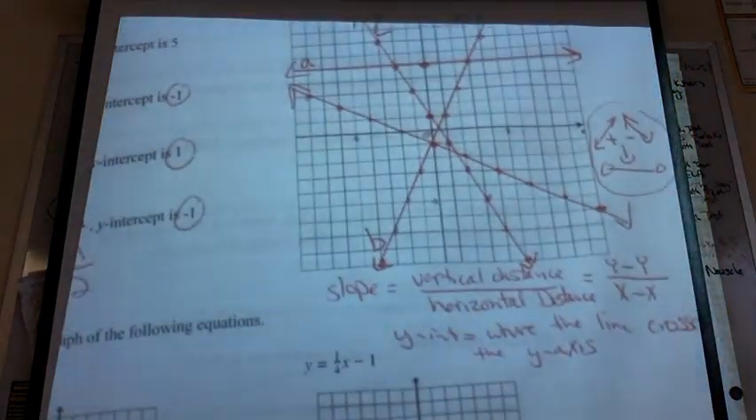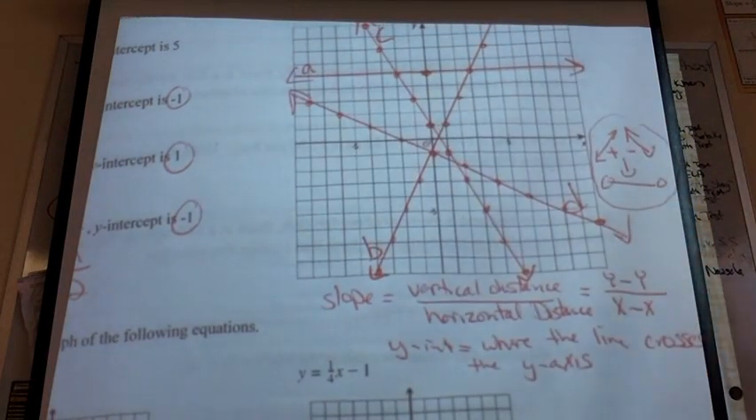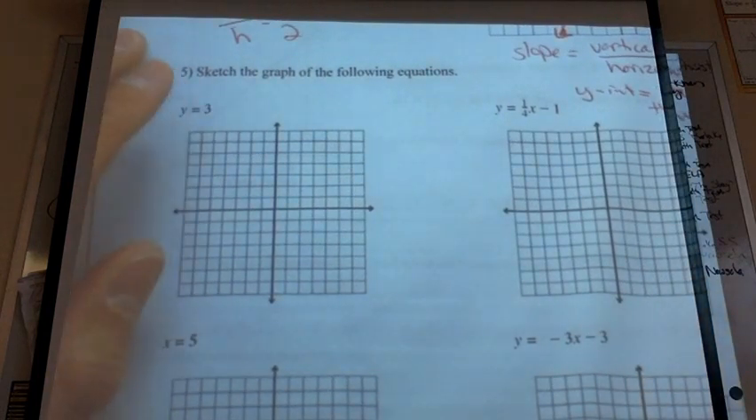And we have our line, and I'll label that D. Okay, moving on to the next section, number 5. In this one, it says we're going to sketch the graph of the following equations.